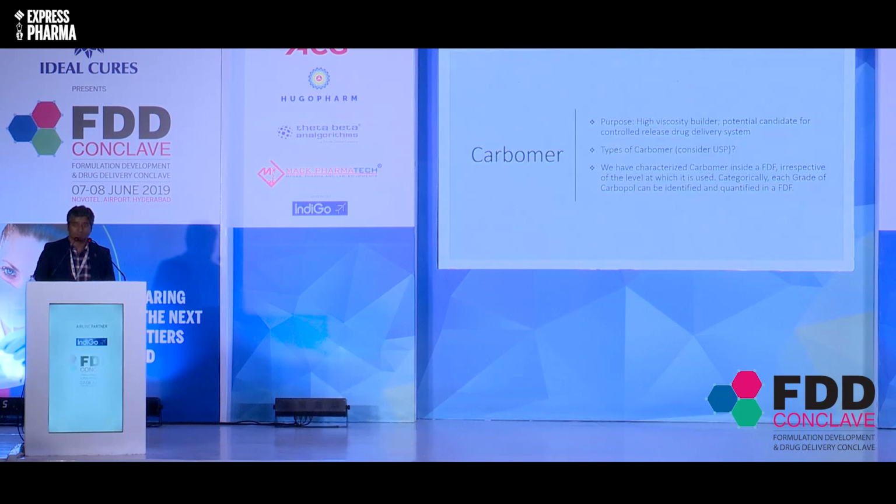We will focus on some case studies now. This is carbomer. The purpose of carbomer is as a high viscosity builder, a potential candidate for controlled release during drug delivery system. As per USP, there are several types of carbomer. Now we have characterized carbomer inside an FDF, irrespective of the level at which it is used. Categorically, each grade of carbomer can be identified and quantified in an FDF. This has been a very challenging task for us, but we were able to succeed.